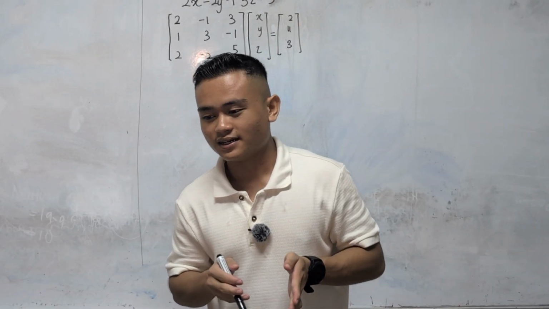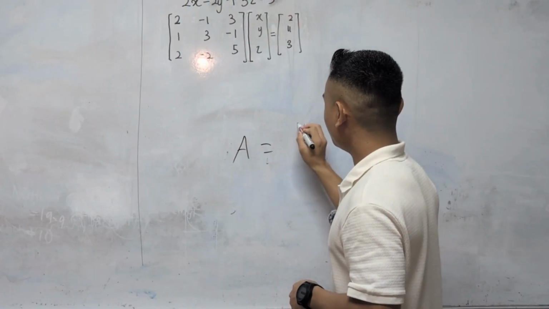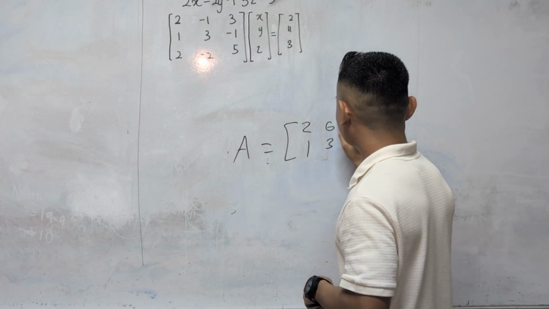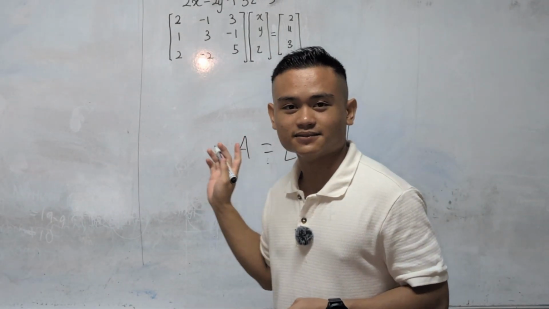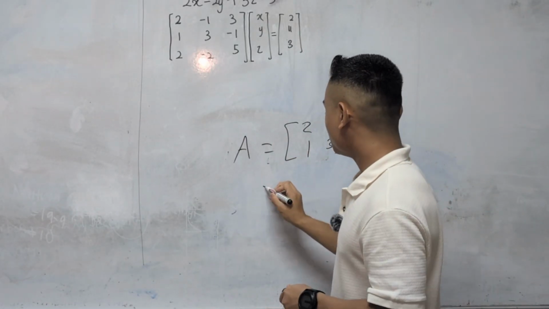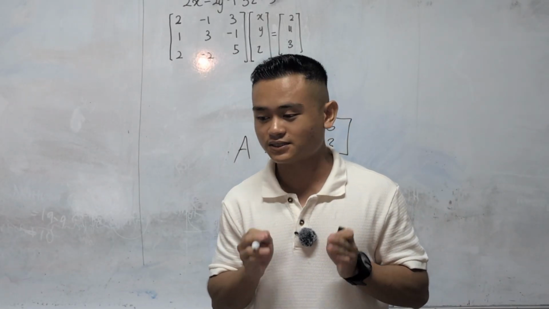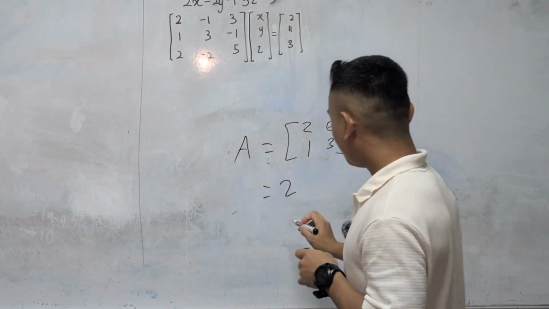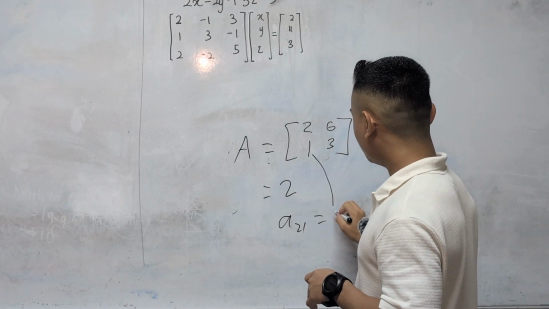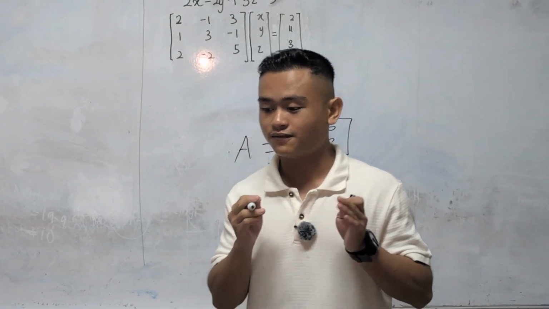For example, in the matrix A equal to, in brackets, 2, 1, 6, and 3. So this is an example of a matrix. The element A11 equal to 2 refers to the entry in the first row and the first column, while A21, which is the number 1, refers to the element in the second row and the first column.